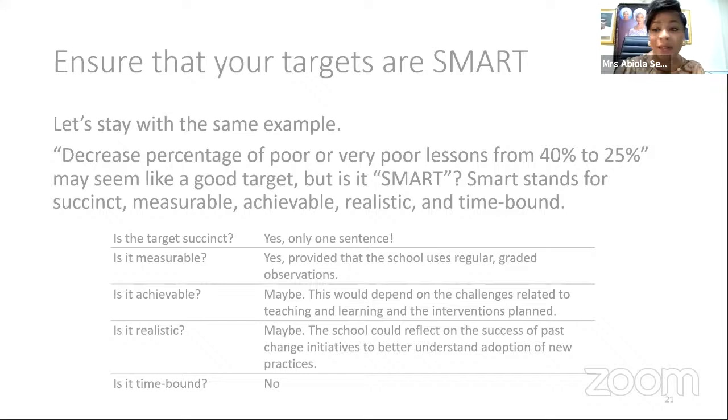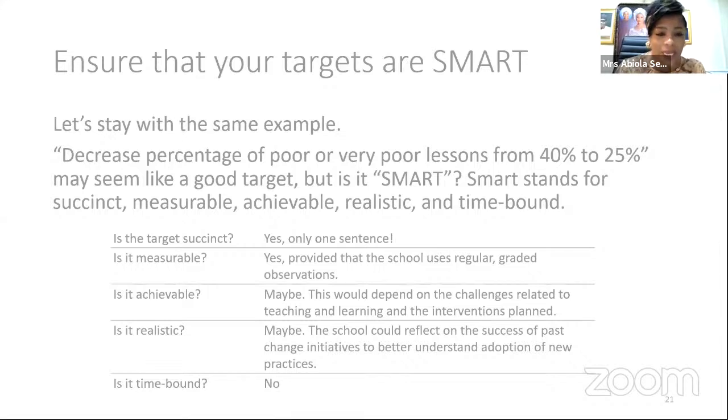Now let's look at how this one is written. Decrease percentage of poor or very poor lessons from 40% to 25%. It may seem like a good target, but is it SMART? SMART stands for succinct, measurable, achievable, realistic, and time bound. So is the target succinct? Yes, right? Because it's just one sentence. It's not very long. You don't have to do a research paper on it.